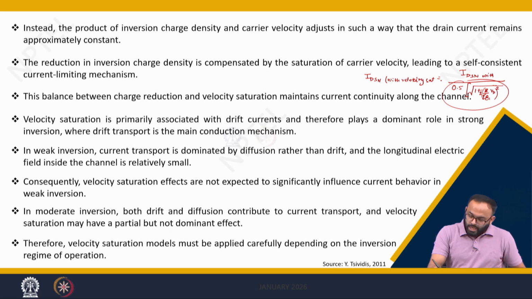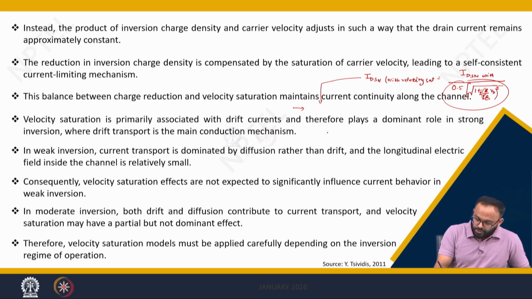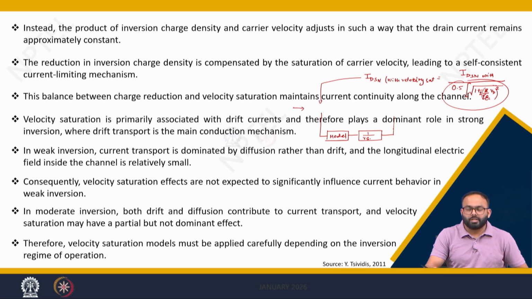Why? Because in weak inversion the carrier diffusion is dominant, and hence suppose you define a model, for example this black box is your model, and in this model you included a velocity saturation component, let us say given by 1 plus velocity saturation. This is a complete model for all regions of operation, but this factor will actually disturb the weak inversion modeling.